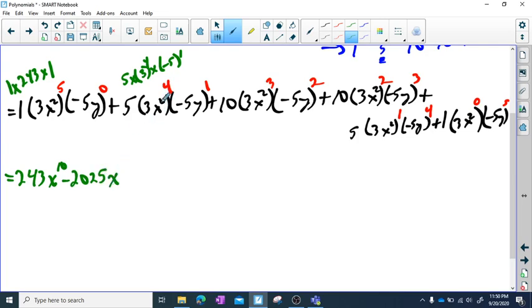X will be to the 4 times 2, 8. And y now will be to the 1 times 1, so just y. That one's done.